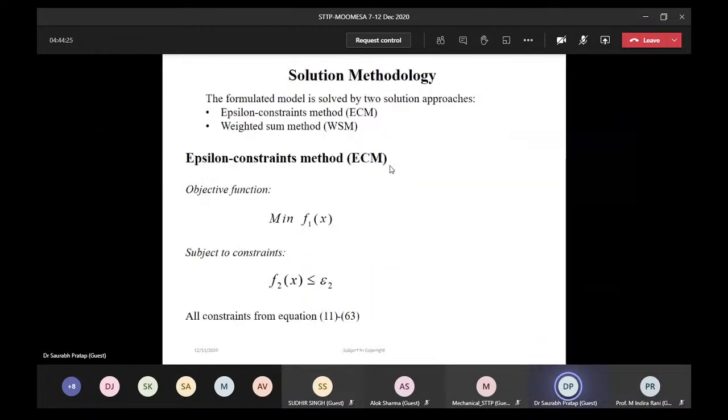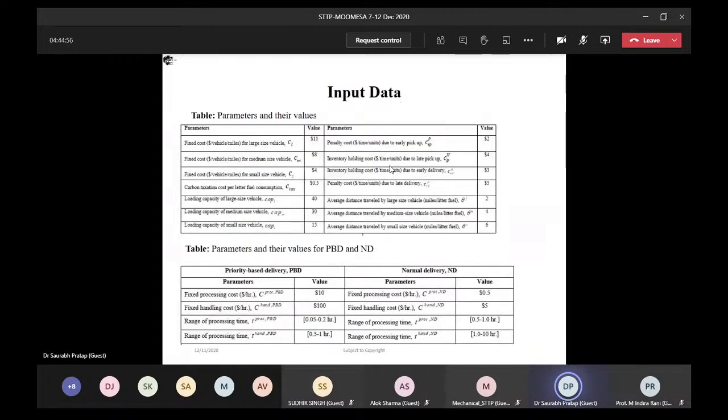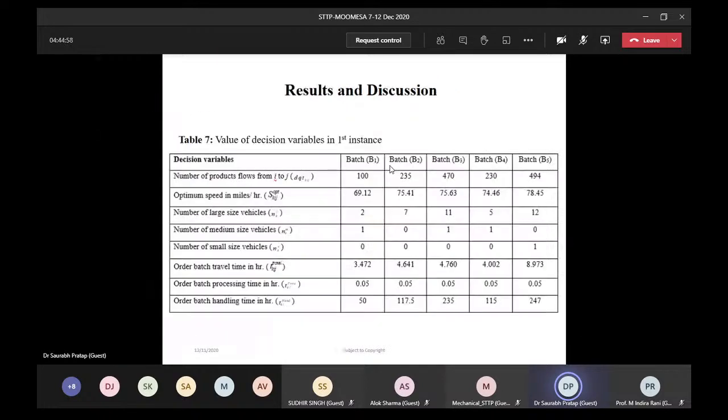Now after that I have used the epsilon constraint method. Actually I have used two methods, the epsilon and the weighted sum method. We have two objective functions, f1(x) and f2(x). Whenever we use the epsilon constraint method, in that case the second objective function we have to convert into a constraint in this way: f2(x) less than or equal to epsilon 2. The remaining constraints will remain the same, and after that these are the parameters I have used.